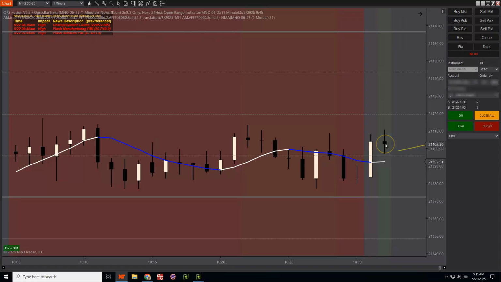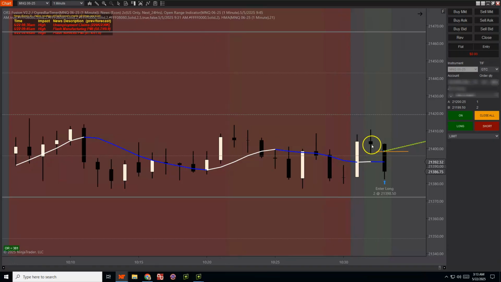As soon as this candle closes, ORS is going to automatically place an order, a limit order. We use only limit orders. That's why our backtests are so accurate. And then as you can see, we pulled back, entered that limit order right here on the offset.